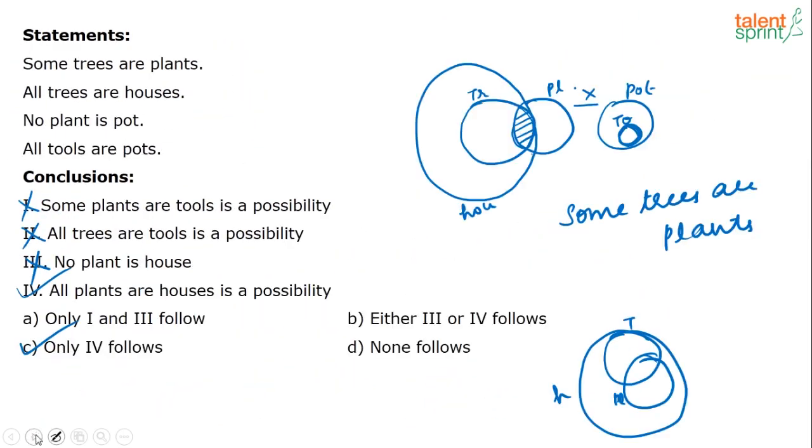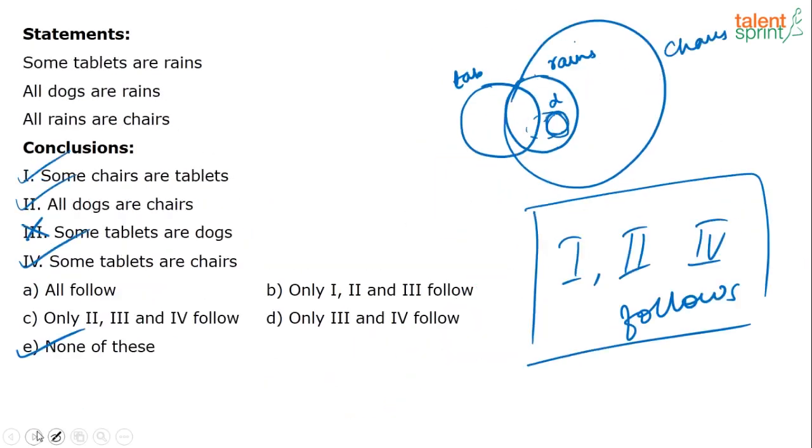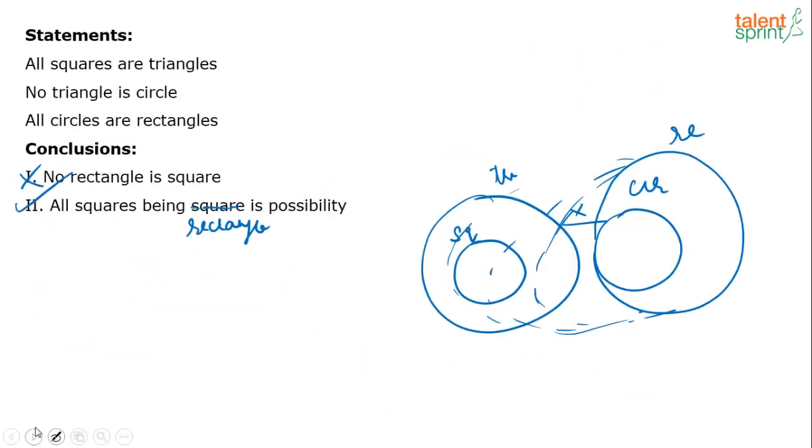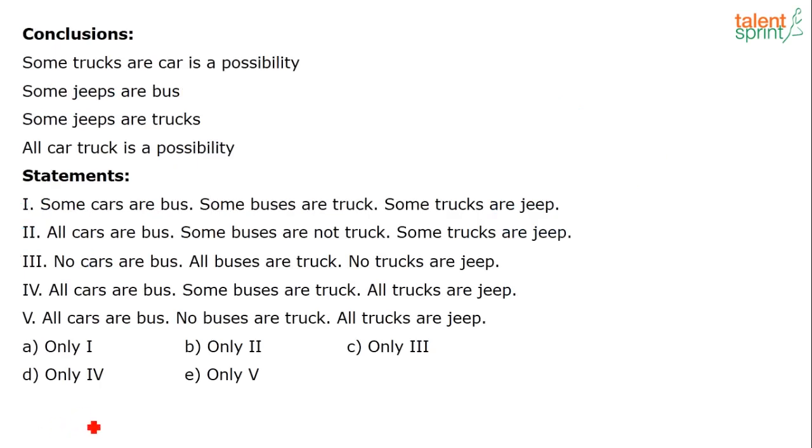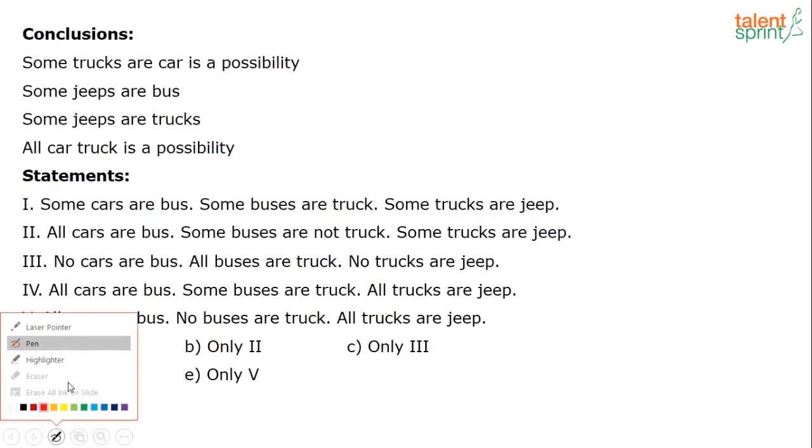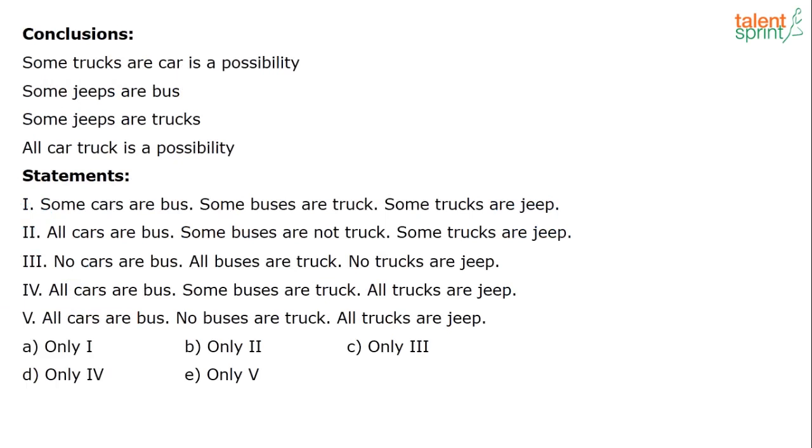So see, how does eliminating options help us? It helps us arrive at the answer faster. Now let us try it out with one example so that it is easier for us to understand. Let us look at this question. There are some conclusions given. Some trucks are car is a possibility. Some jeeps are bus. Some jeeps are trucks. All car is truck is a possibility.